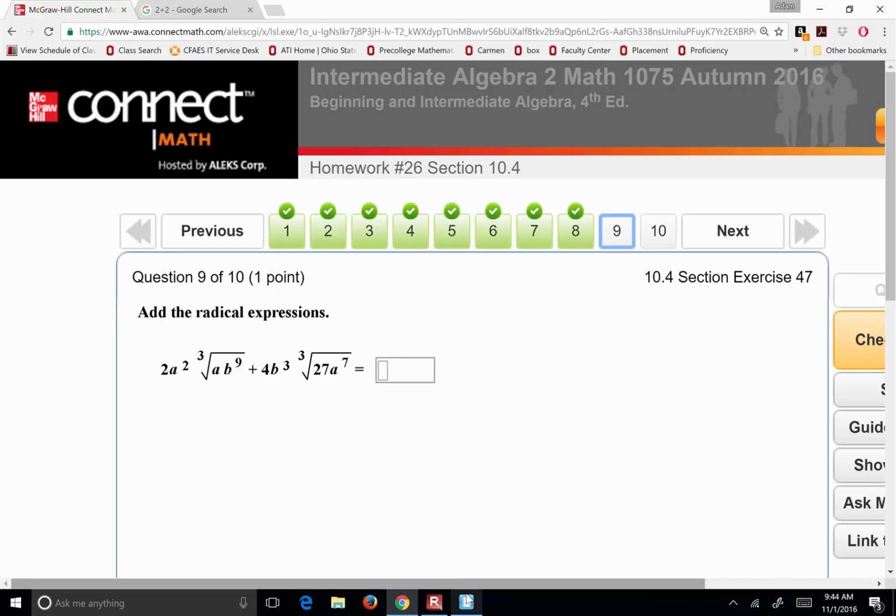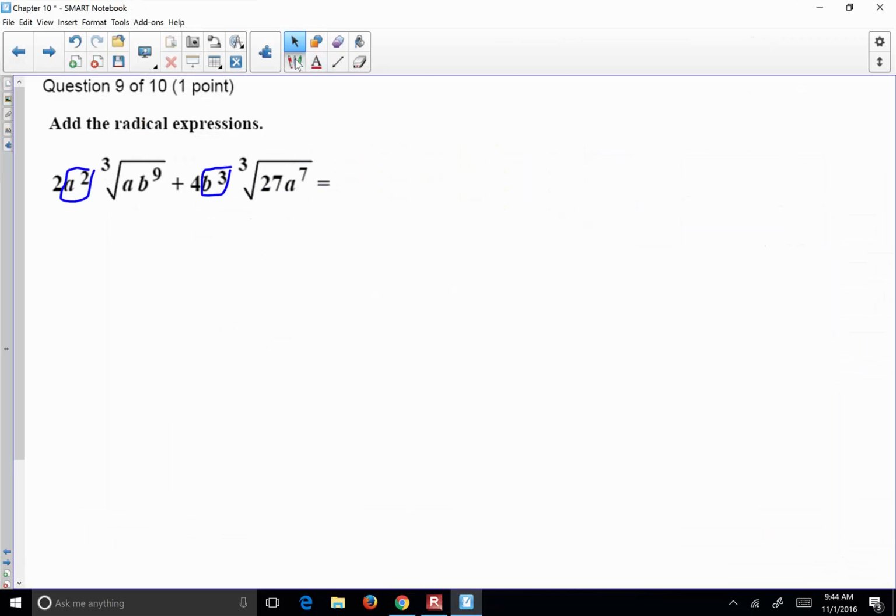A squared. a squared. B cubed. Okay. Any different answers? Anything different you found?